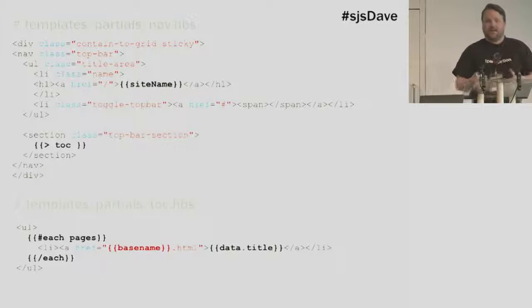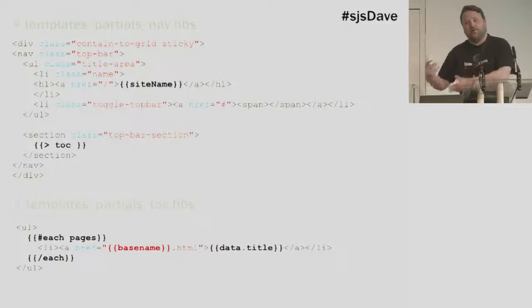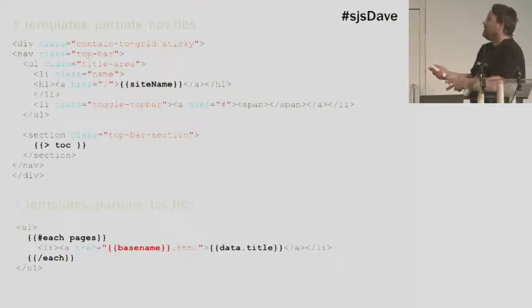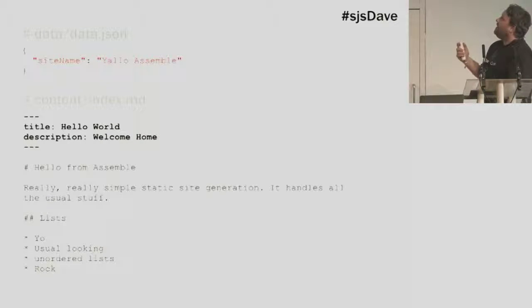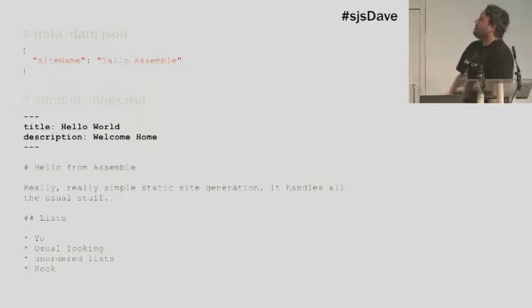So this is me actually asking for the piece of data from the template in which the piece of content that I am currently assembling. And there's my data.json site name, yellow assemble. And here's a little piece of content which I've created in the Markdown format.